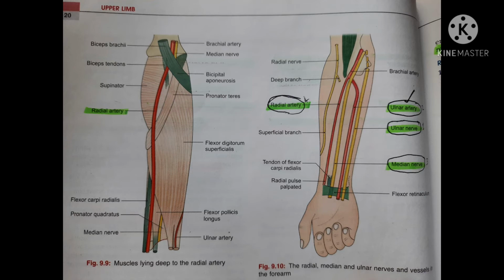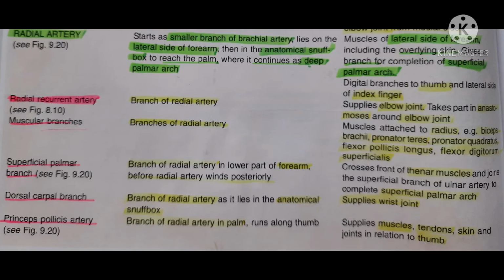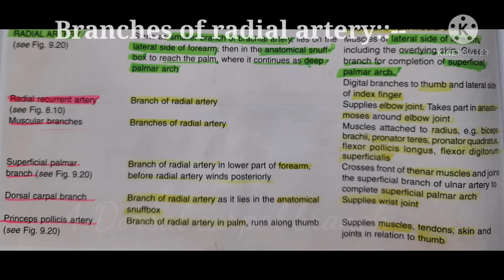Radial artery starts as the smaller branch of the brachial artery, lies on the lateral side of the forearm, then passes through the anatomical snuff box to reach the palm, where it continues as the deep palmar arch. Supplies muscles of the lateral side of the forearm including the overlying skin, gives a branch for completion of the superficial palmar arch. Digital branches to the thumb and lateral side of the index finger.